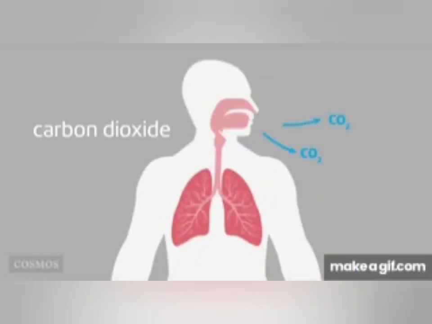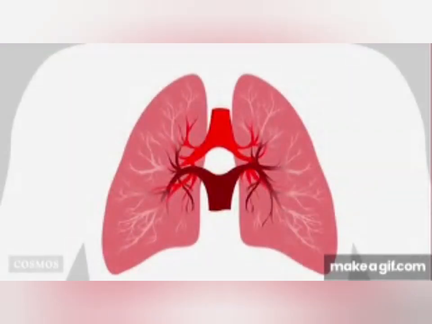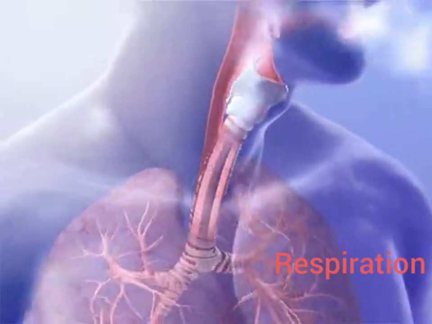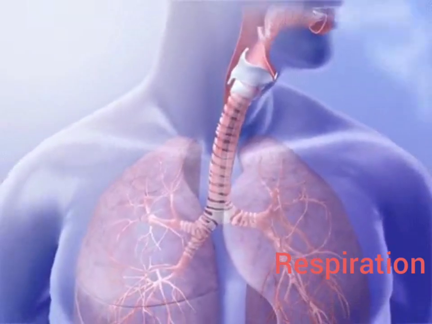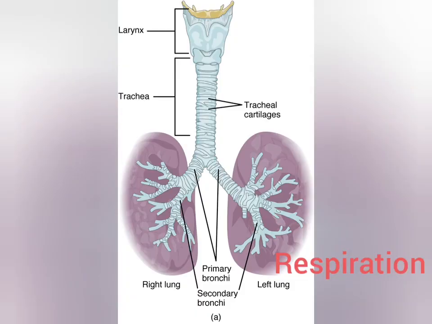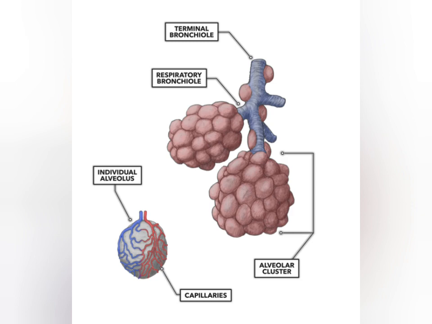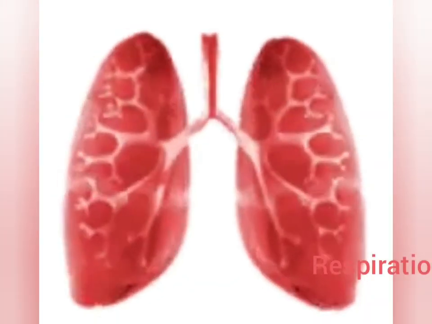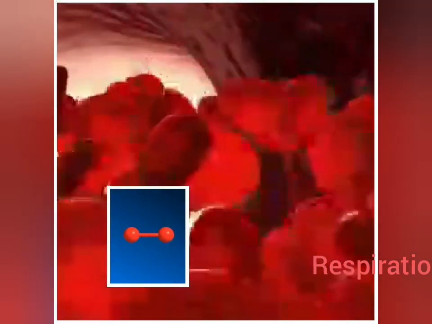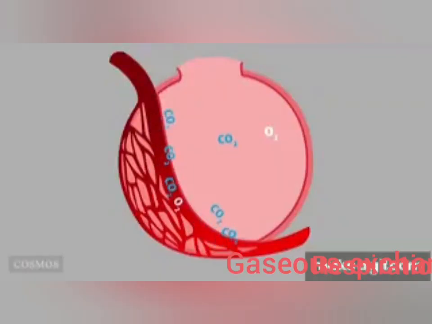Each bronchiole terminates in a sac called alveolus or alveolar sac. Alveoli are the actual site of respiratory exchange. Each alveolus has a dense network of blood capillaries on its outside. Capillaries provide a large surface area for gaseous exchange.